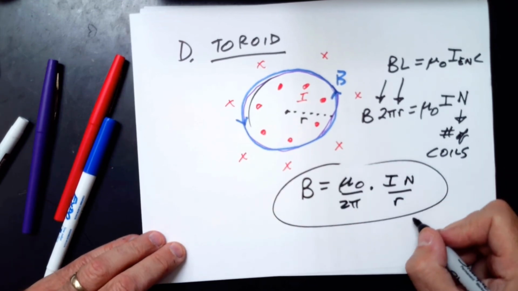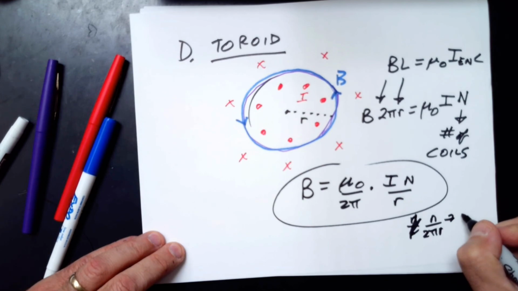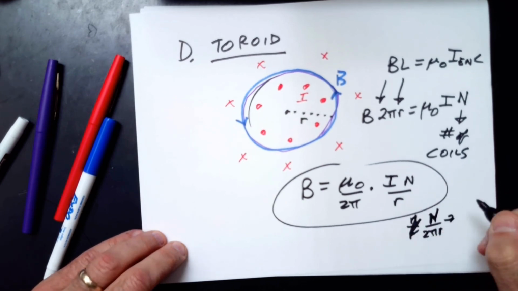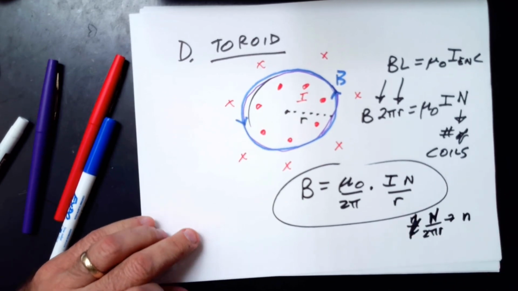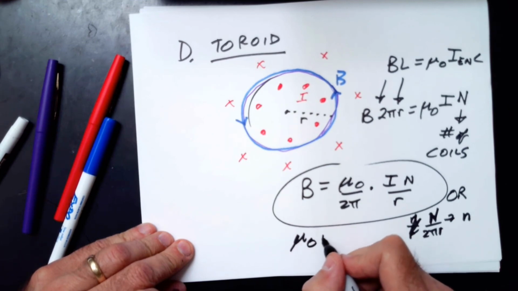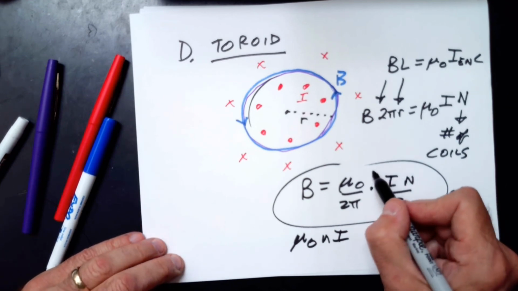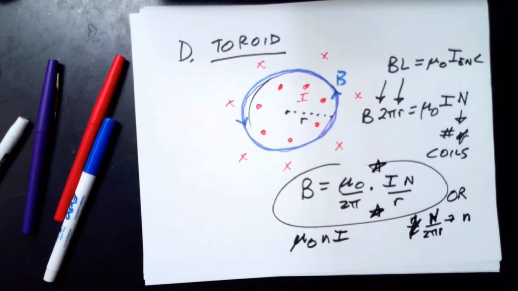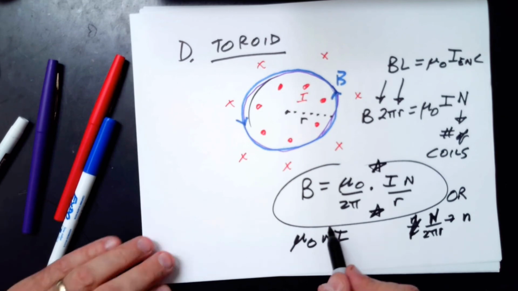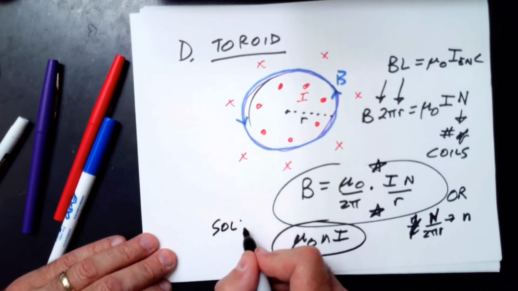You can also change capital N over 2 pi R to little n, the number of coils per unit length. And in that case, you would get mu 0 n I, which is the same thing we had for the solenoid. However, this is the way I've seen it written. This is the way it's written for one of the problems in the book. This is on your equation sheet, and so you should know that's for a solenoid or a toroid.